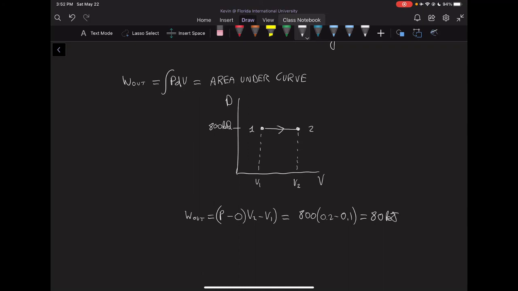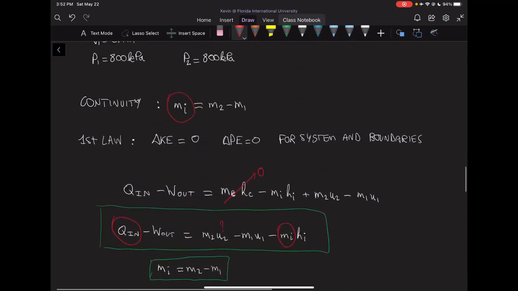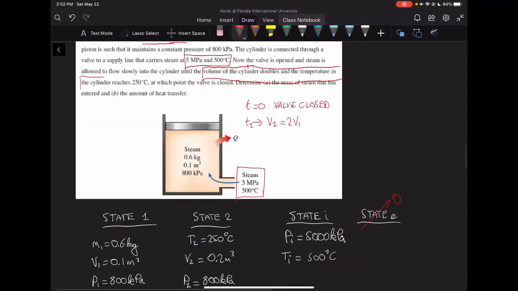So now we have all the terms. We can just add them all together, multiply them all together, just follow the equation, and we get that Qin is equal to 448 kilojoules. And so we've answered part B of our problem by answering the heat change. So part B of our problem said the amount of heat transfer. So we've shown the amount of heat transfer.